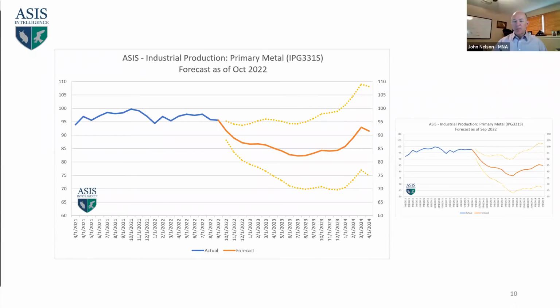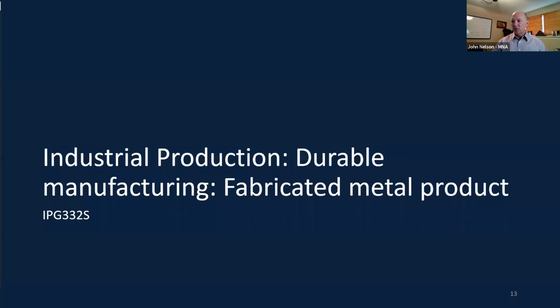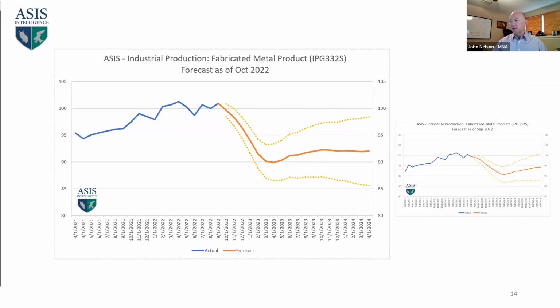Let's move a little further in on the supply chain, closer to industrial production from primary metal, ultimately source materials. Let's go ahead and take a look at fabricated metal. And fabricated metal's doing pretty much the same thing. Again, you're seeing the drop. You don't see as much of a rise.